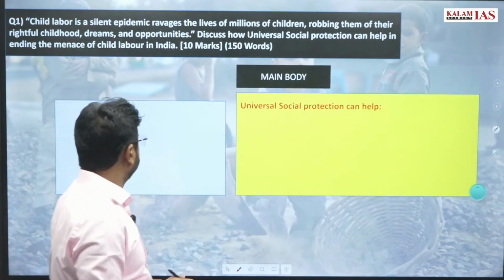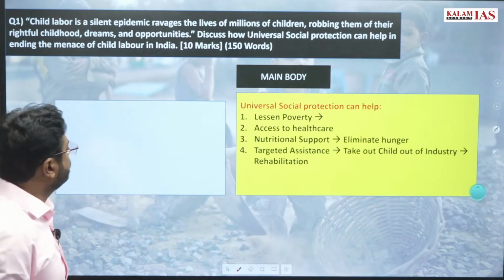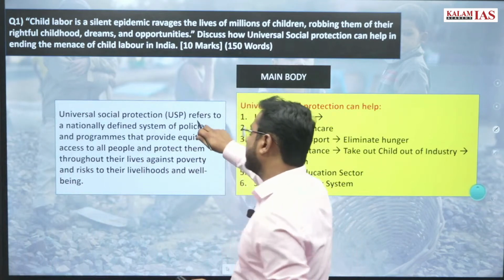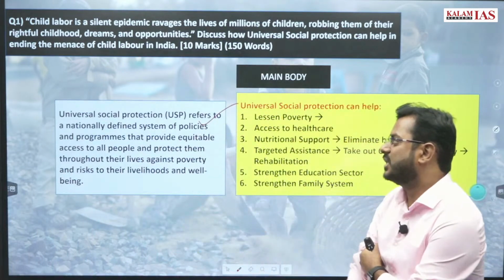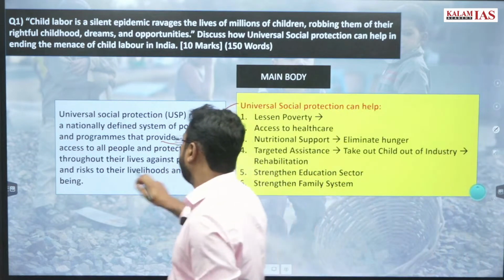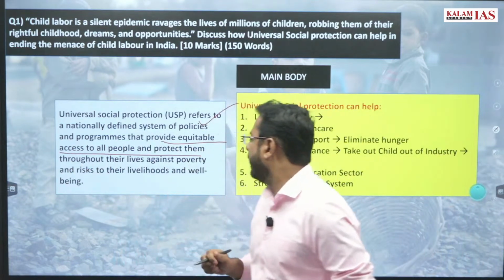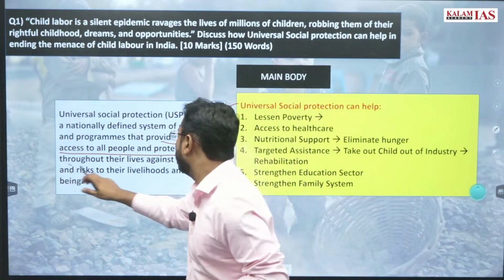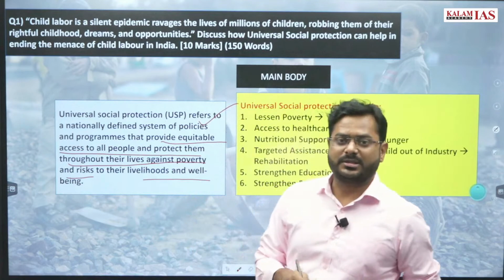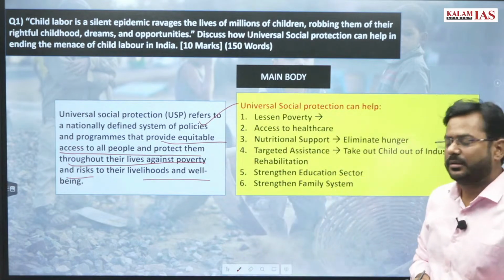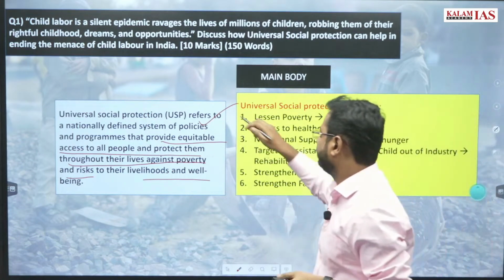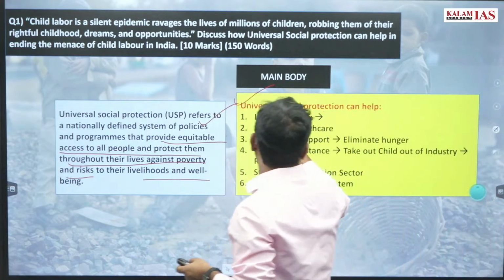Then, universal social protection. The universal social protection refers to the nationally defined system of policies and programs that provide equitable access to all people and protect them throughout their lives against poverty and risk to their livelihood and well-being, right? So that will be there in the main body of the universal social protection.